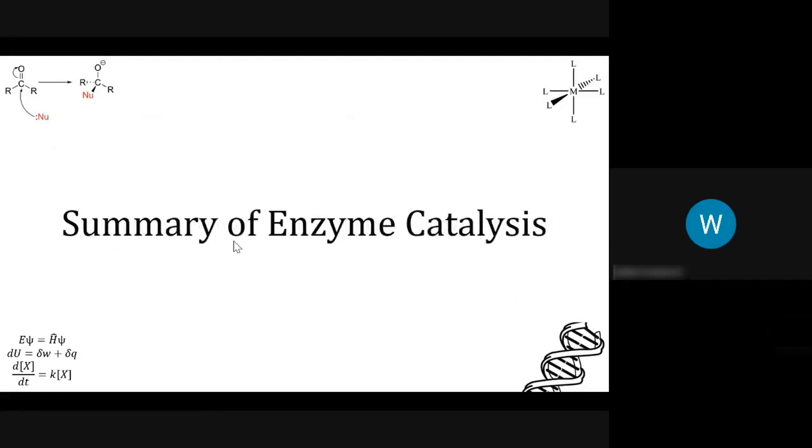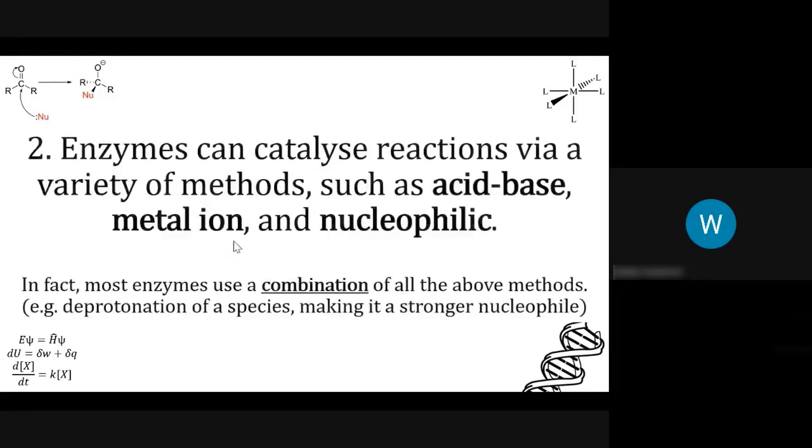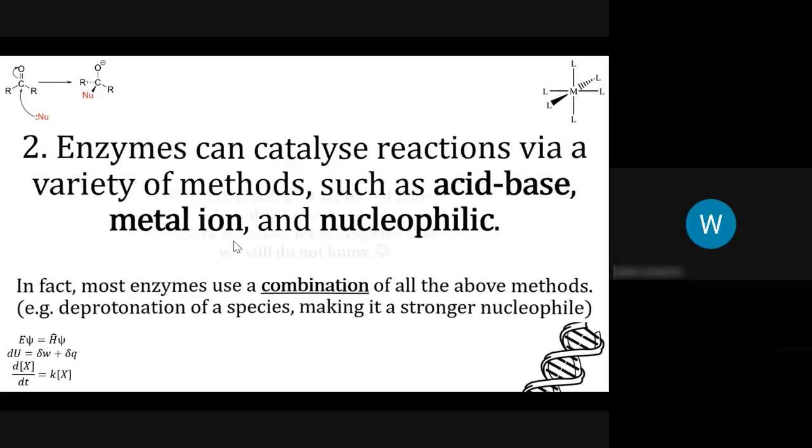I will now present a brief summary of enzyme catalysis. Firstly, enzymes catalyze a reaction by stabilizing the transition state of the reaction, and not the substrate, which is important. And secondly, enzymes can catalyze reactions via a variety of methods, which include acid-base, nucleophilic, and metal ion catalysis. In fact, most enzymes use a combination of the above methods in order to achieve their final goal of efficient catalysis of all reactions.